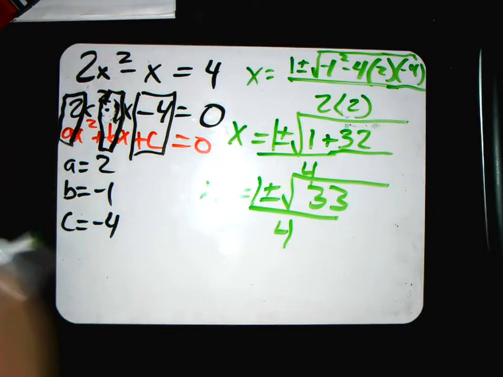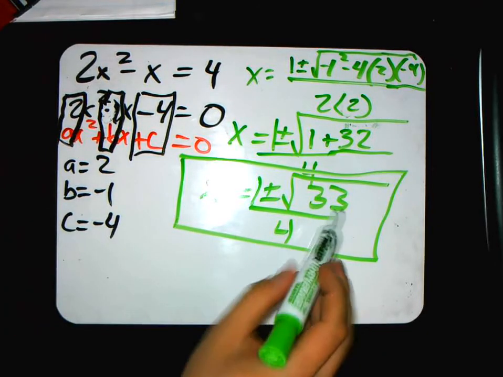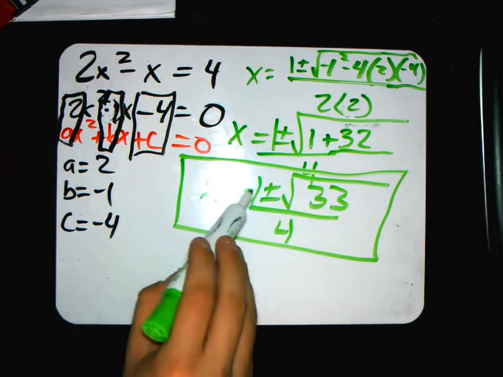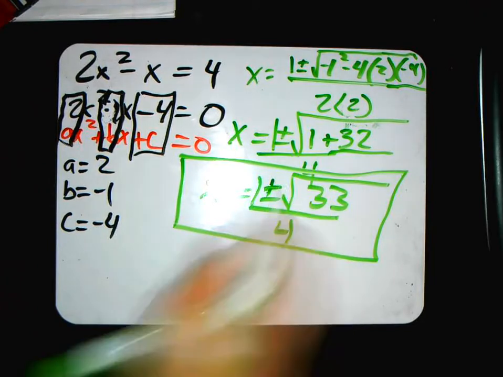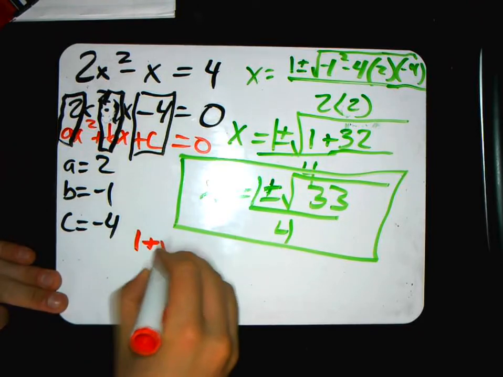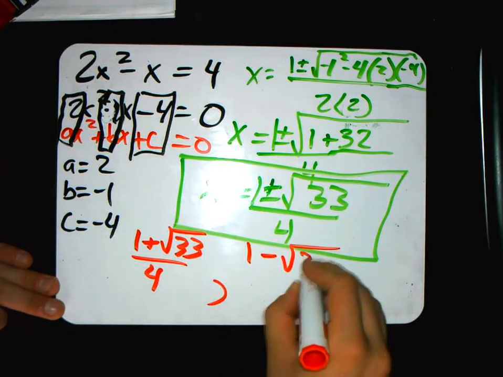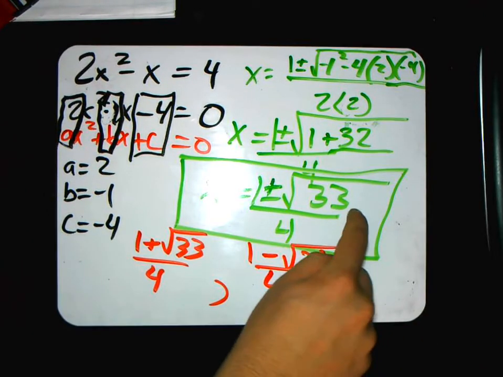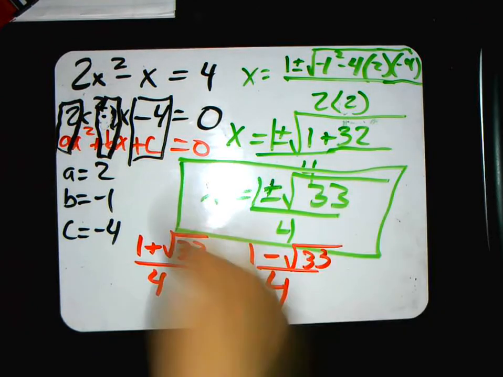Okay, and to be quite honest, I am perfectly okay with you leaving your solution like this. If you want to split it up by adding 1 and dividing by 4, then subtracting 1 and dividing by 4, this is okay. But this tells me you have two solutions. One of them is 1 plus the square root of 33 divided by 4, and the other one is 1 minus the square root of 33 divided by 4. But if you get a radical that you cannot take the square root of and get a whole number, which in this case 33 does not give us, then you can leave this as your solution.